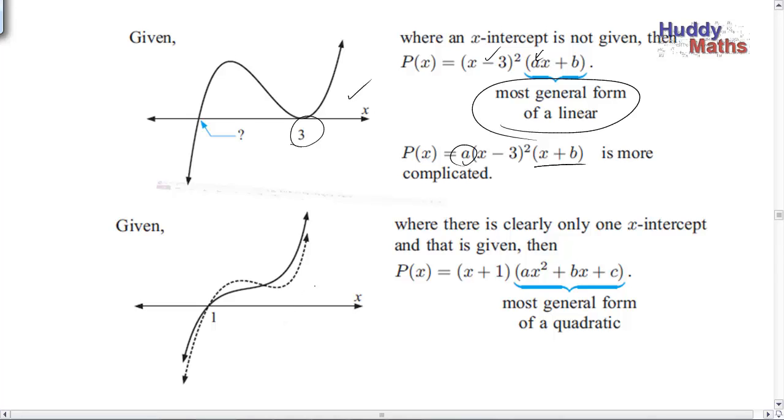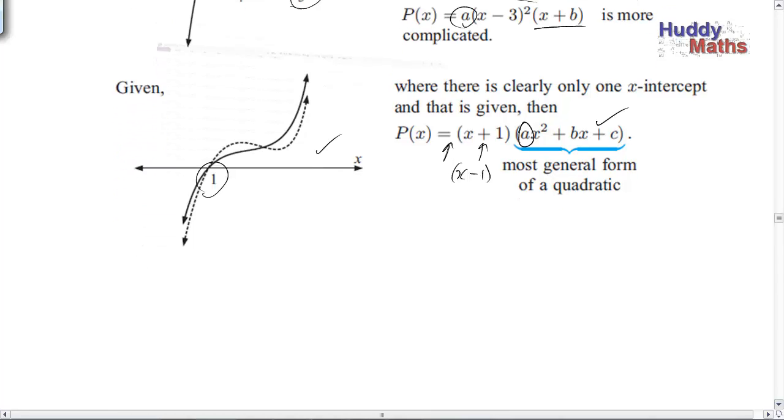And here, of course, if you're given functions of this form, there's only one x-intercept, and oh, that's 1, so this should be really x take 1, shouldn't it? Didn't notice that before from the textbook there. And then the most general form will be ax squared plus bx plus c. Put the a in front there, not out the front here. That's the easiest way of dealing with those when you're going to work with them. Right, come down and let's do some work with them.